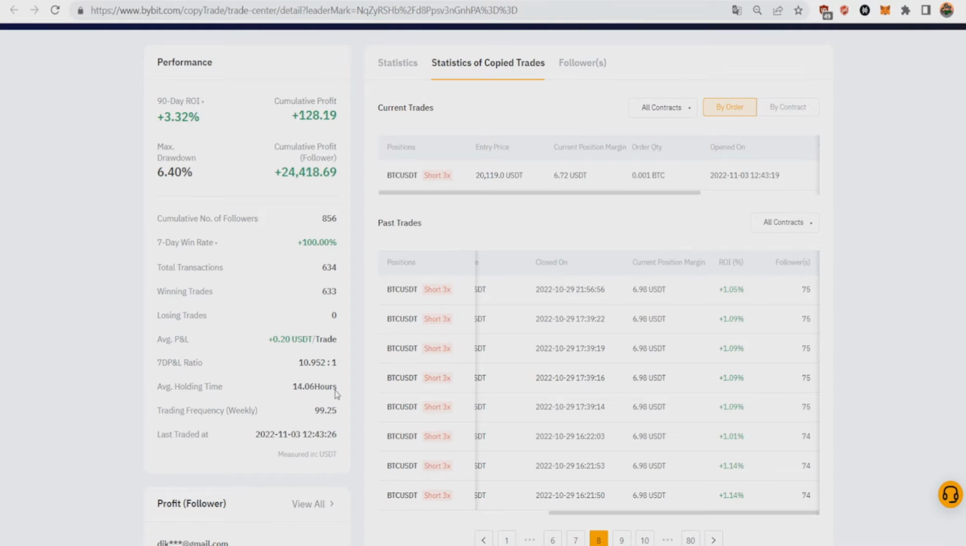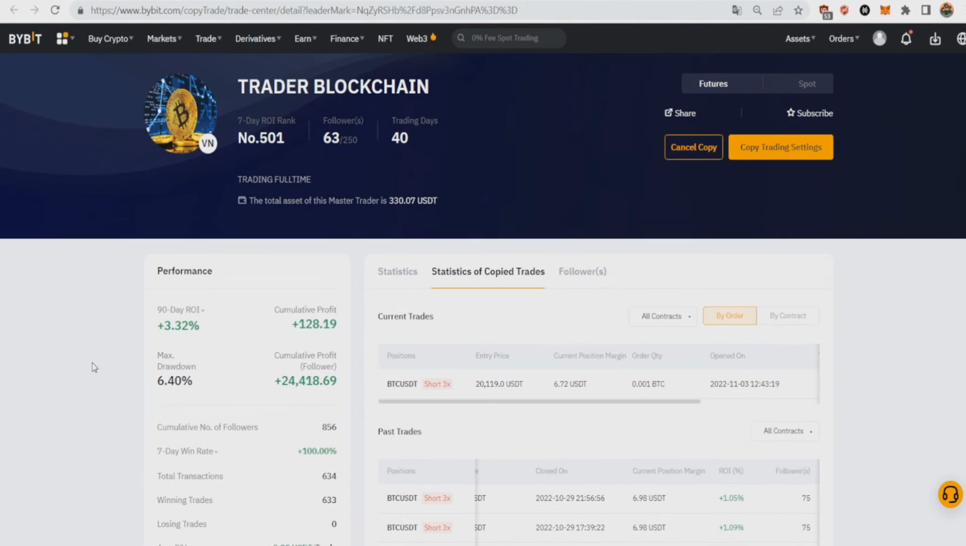Average holding time means how long it takes between the time of opening and closing a trade. So this guy has 14 hours, which is amazing. The lower the better. So the basic points are return of investments, average holding time, always winning, and trading frequency. And now I'm gonna show you guys how much money you can make and why 3.32% is amazing.